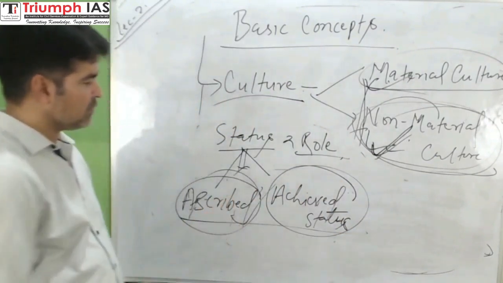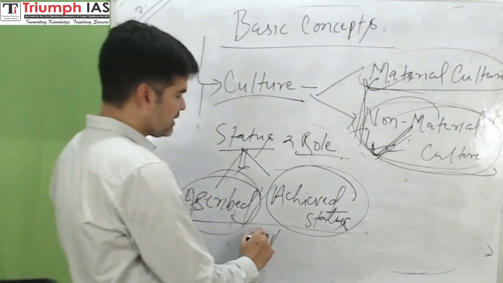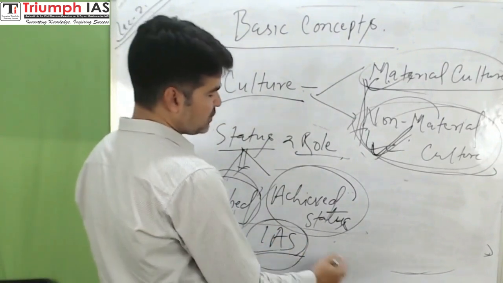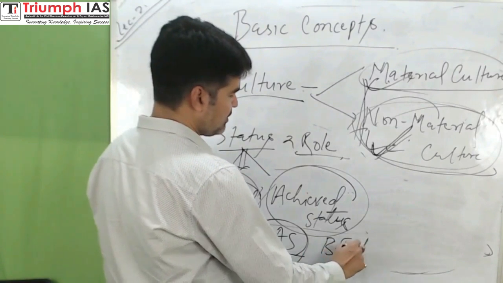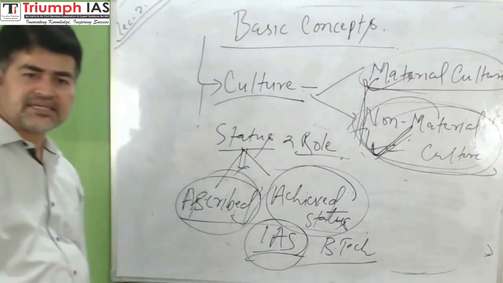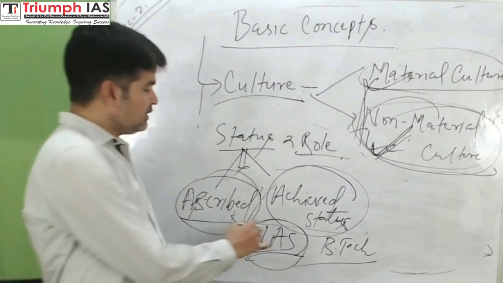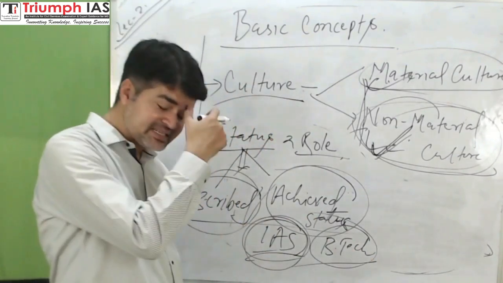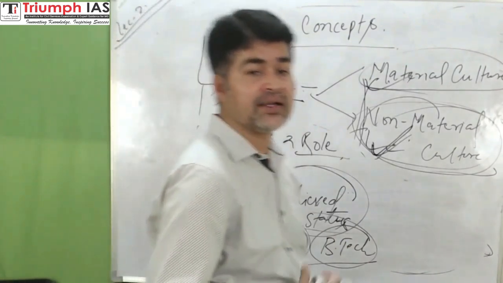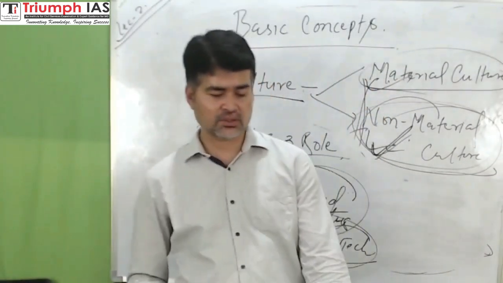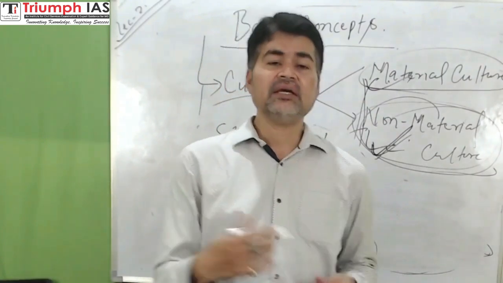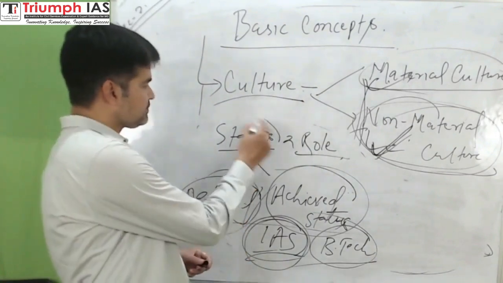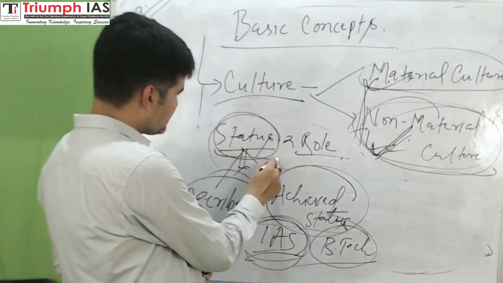And Rohit Yadav, IAS. So this IAS, or Rohit Yadav BTech, right? Thakralji BTech, right? This is achieved status. The status or position which individuals attain through their own efforts over a period of time is referred to as achieved status, right? So in society, the members of society have a certain position.